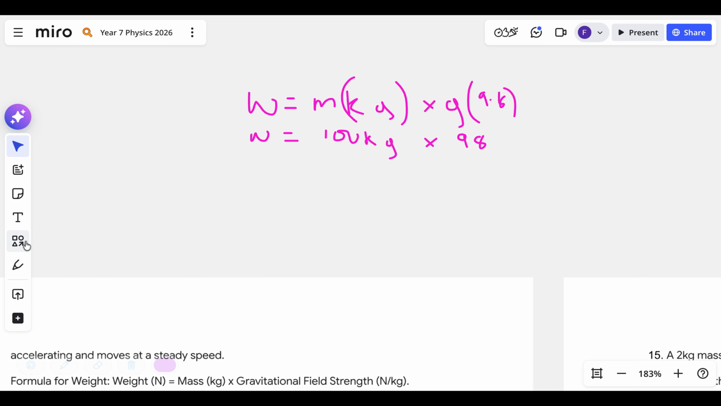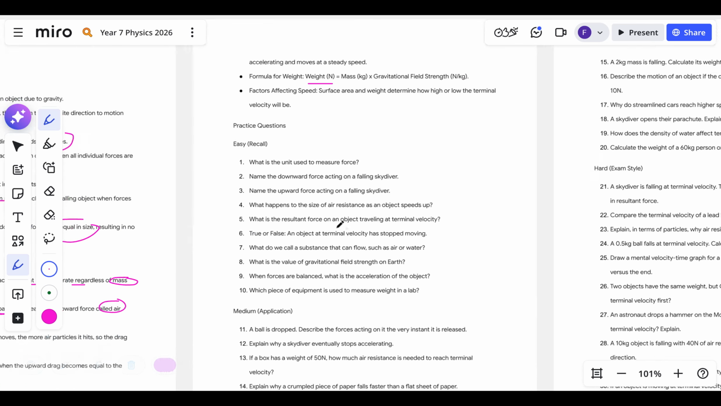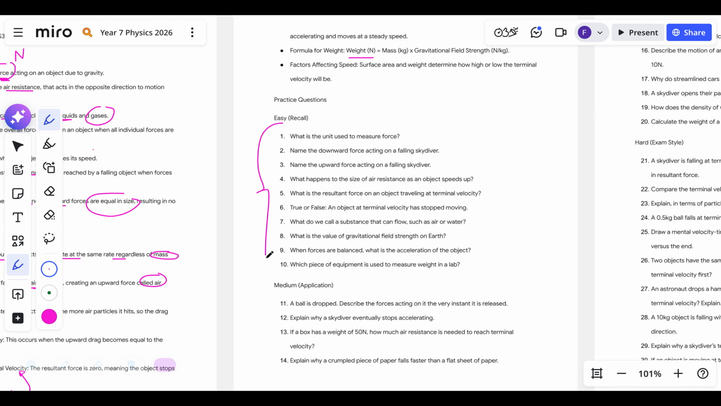So if you look at my weight, it is mass in kilograms times g, which on Earth is 9.8 newtons per kilogram. 100 times 9.8 equals 980 newtons. This is my weight in physics. All right, 10 easy ones. You have to read that again.